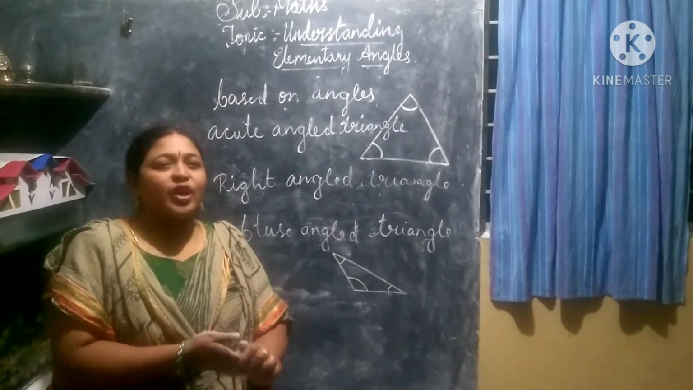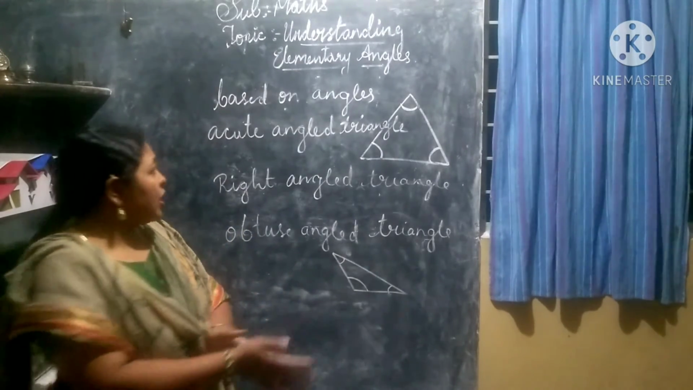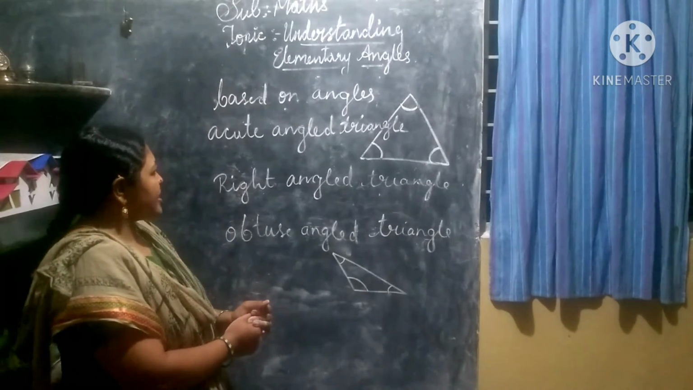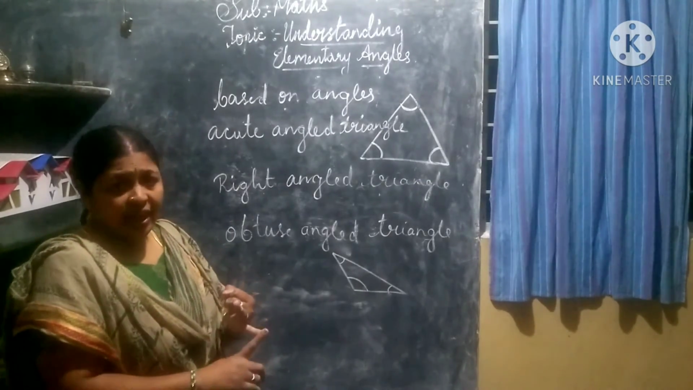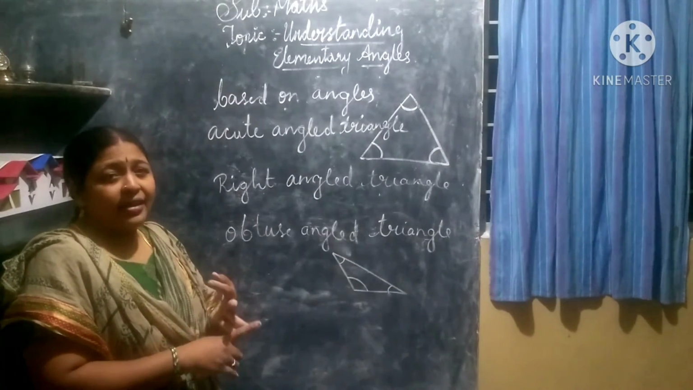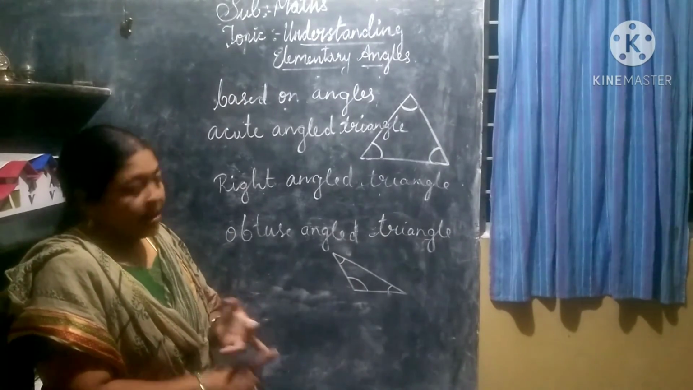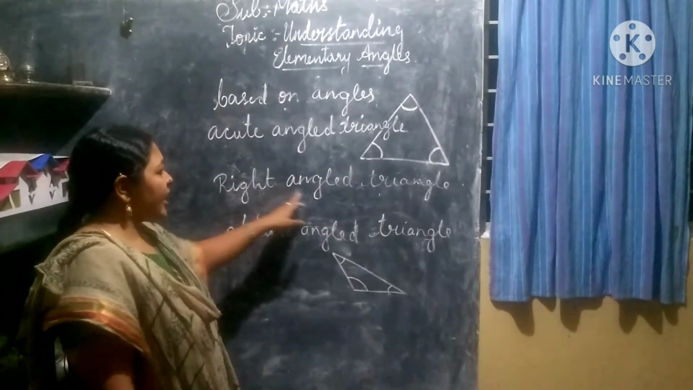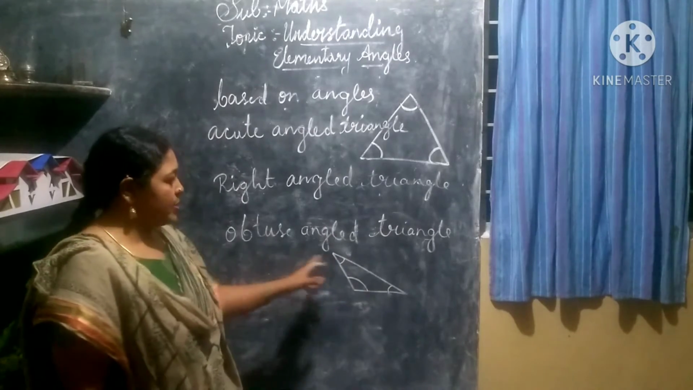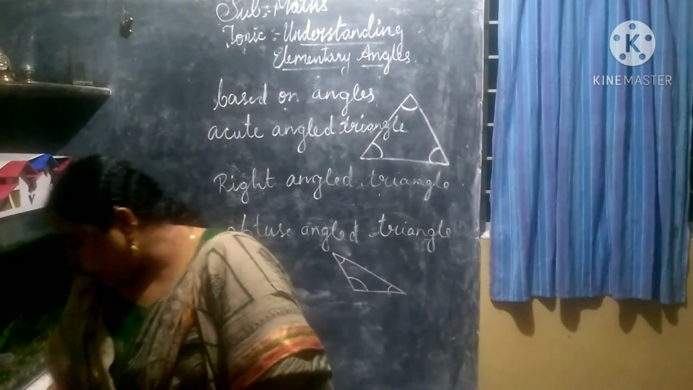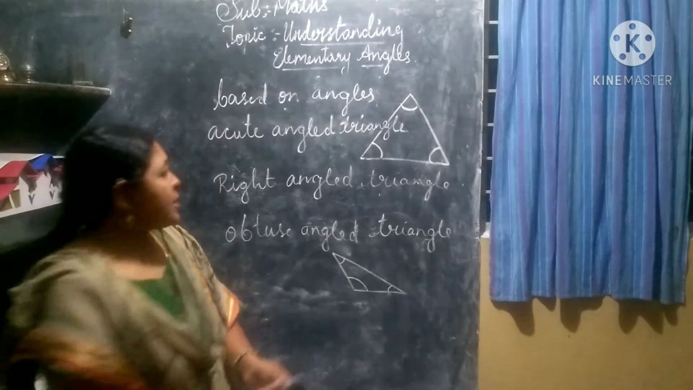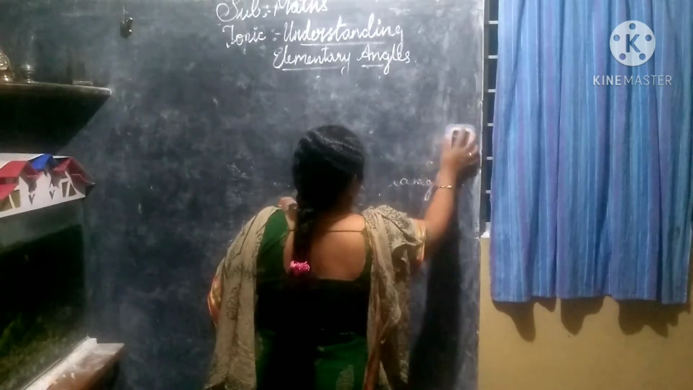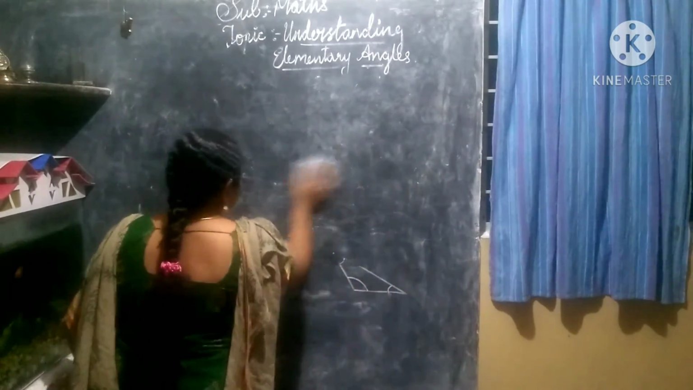So we have 2 classifications of triangles. One is based on the sides and the other one is based on angles. If you take based on sides, you have the scalene triangle, isosceles triangle and the equilateral triangle. When you come back to based on angles, you have the acute angled triangle, right angled triangle, and the last one is the obtuse angled triangle. Now we will move on to the exercise, that is 5.6, to find out what are the questions given for our triangles.